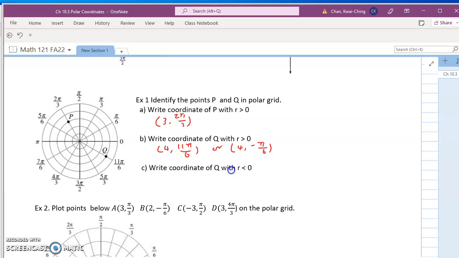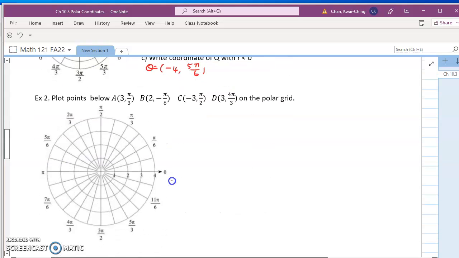What about if I want the same point Q, but I use a negative r? Then I would look opposite to this direction and with the same location. So I would say negative 4, but I use this angle, 5 pi over 6. Why? Because the actual 4, 5 pi over 6 is here. And if I go negative, it would go this direction and become Q. Okay, so this is Q and this is Q.